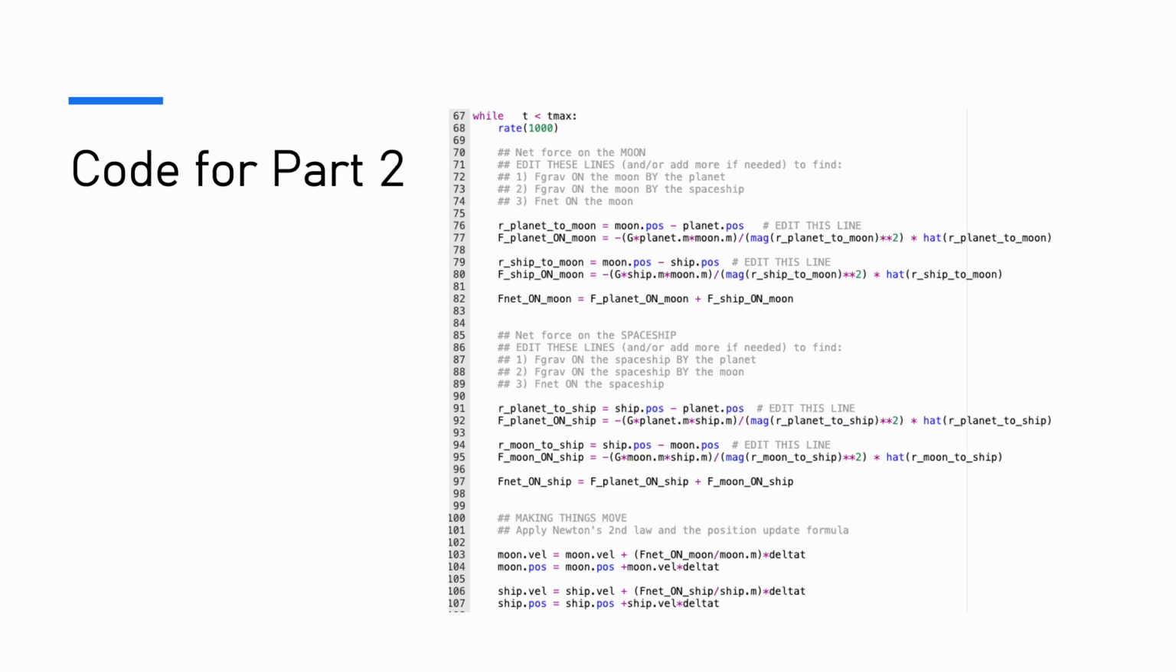This is the code for part 2. As you can see in this calculation loop, we find the force of the planet on the moon and the force of the ship on the moon, along with the force of the planet on the ship and the force of the moon on the ship, so that way we can get the movement of the planet and the ship. And then they can both interact with each other by using the F nets as shown. Then we also need to update the velocity and the position just so that way we can track the objects as they move in the code.